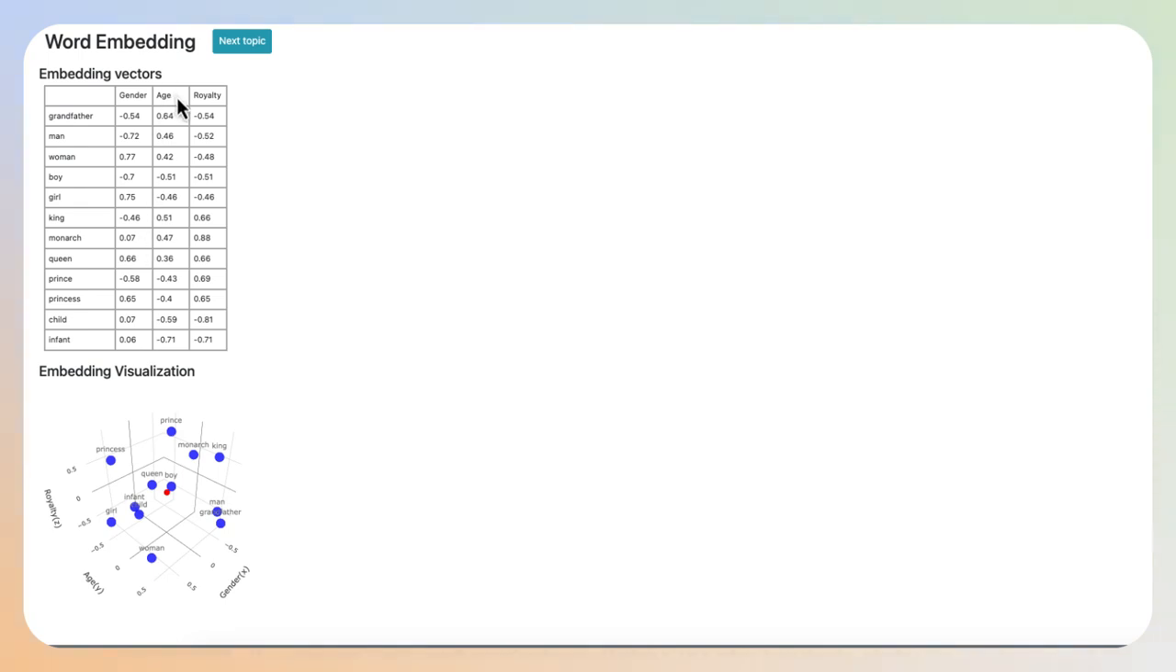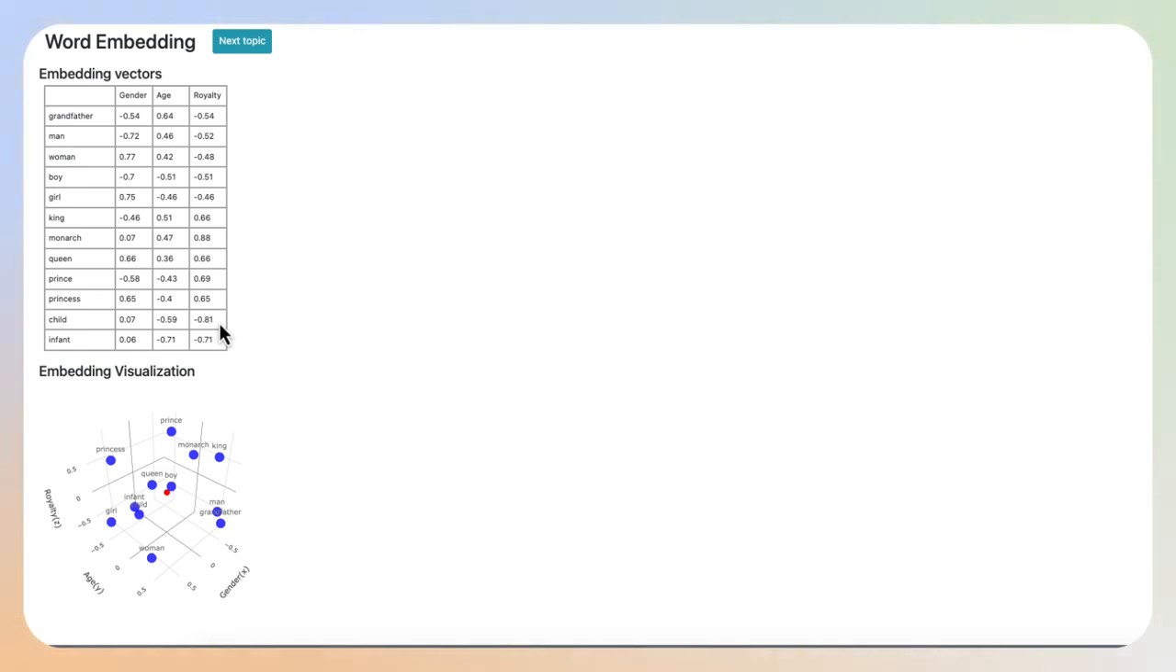For the age dimension, positive values represent older age and negative values represent youth. Grandfather has a value of 0.64, indicating older age, while infant has a value of negative 0.71, indicating very young age. For the royalty dimension, positive values indicate royal status, while negative values indicate non-royalty. Monarch has a high value of 0.88, indicating strong royal status, while child has a value of negative 0.81, indicating a lack of royal association.